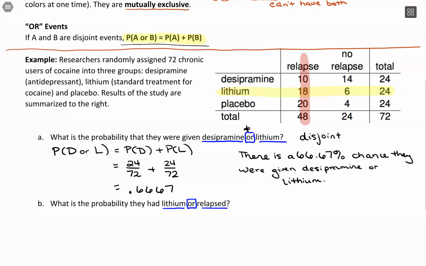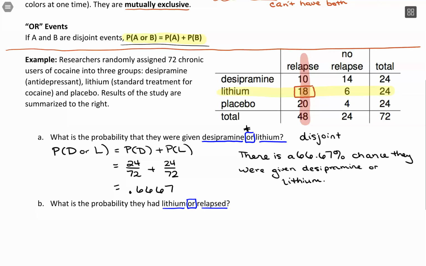It was because they were both rows. They were kind of running parallel to each other. Same thing if I had used relapse or no relapse. If it was both columns, that would also be disjoint. But in this case, where we're mixing columns and rows with each other, we're going to end up with an overlap. We have these 18 people that were both taking lithium and relapsed.